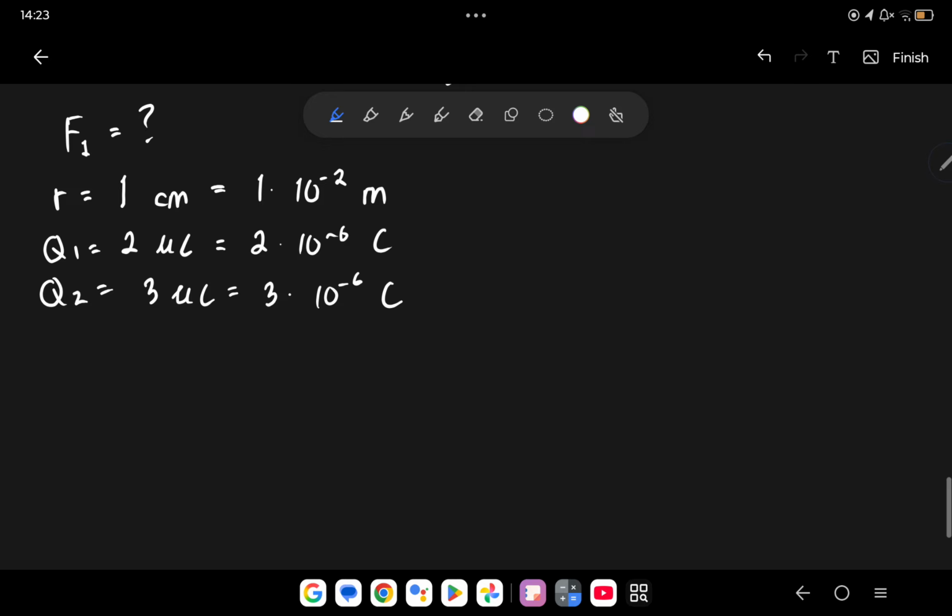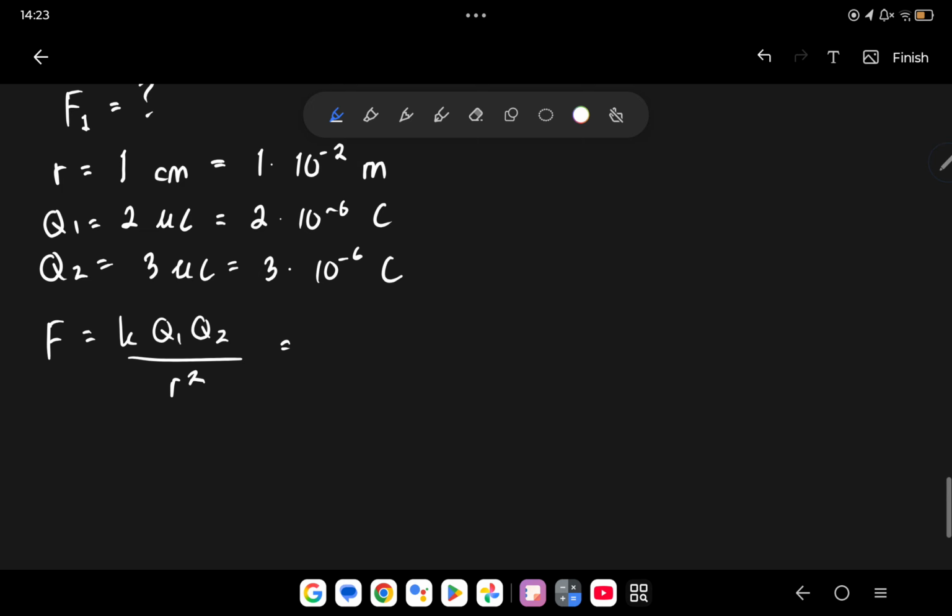So we need to find F. We know F is equal to k multiplied by Q1 multiplied by Q2 divided by r squared. We have everything. k, that's a constant. Q1, we have that. Q2, we have that. r squared, we don't have r squared, but we do have r. So we have everything. Let's just plug in the numbers.